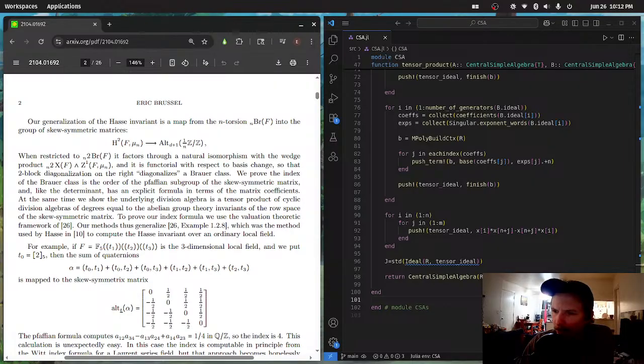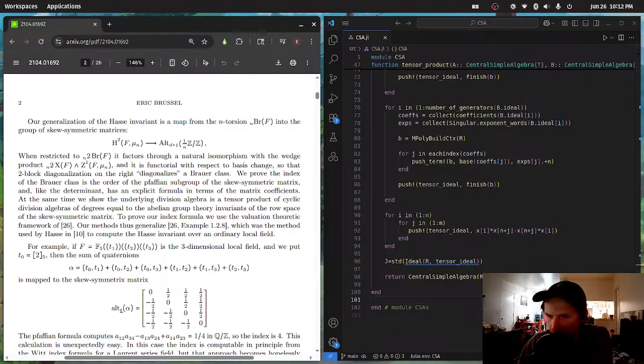It's functorial with respect to basis change, so that 2-block diagonalization on the right diagonalizes a Brauer class. Yeah, so something that's not so clear is how do you diagonalize a matrix with coefficients in here? Do you just ignore the mod Z part and then diagonalize, or are there some matrices where you have to look at certain equivalence classes, like representatives of the equivalence class, and then try to diagonalize that?